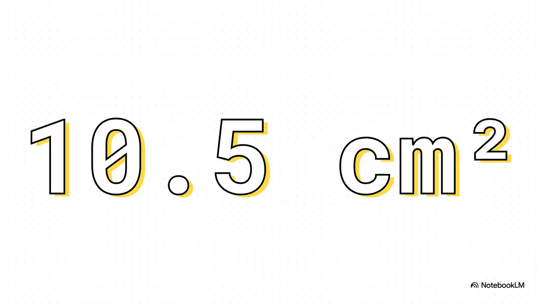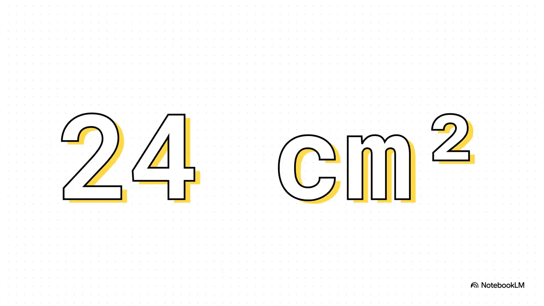Simple. Let's do another one. How about a base of 7 and a height of 3? Okay, 7 times 3 is 21. Cut that in half, and you get 10.5 square centimeters. See how it works? All right, one last one to lock it in. Base is 8, height is 6. So 8 times 6 is 48. Half of 48 is 24 square centimeters. It works every single time. The logic is just perfect.